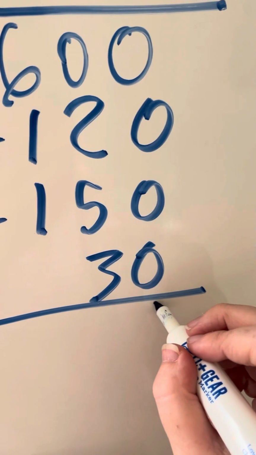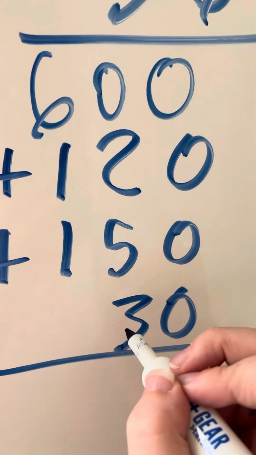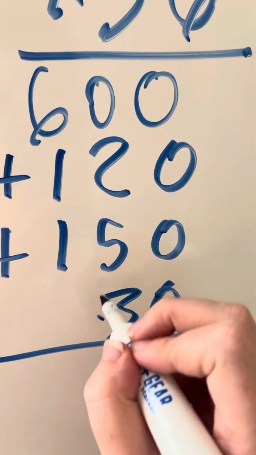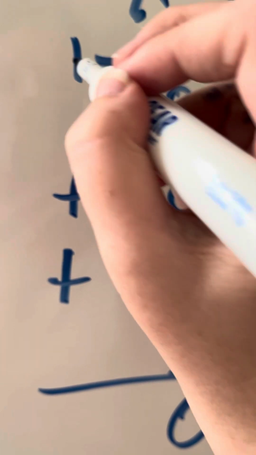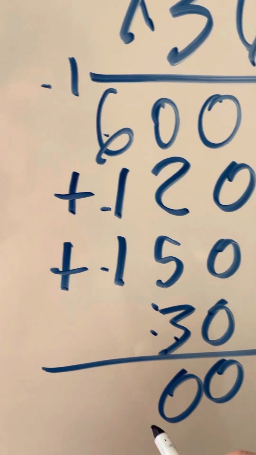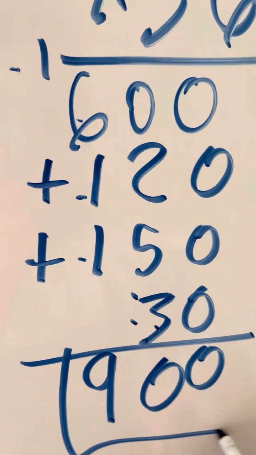So obviously 4 zeros equals 0. 5 plus 2 is 7, plus 3 more: 7, 8, 9, 10. That is 10. Carry my 1. 6, 7, 8, 9. So my final answer would be 900.